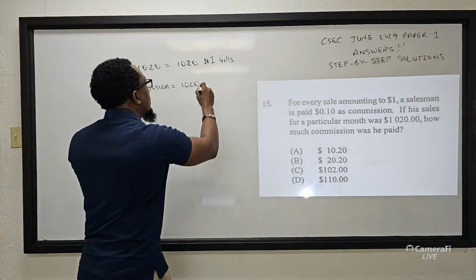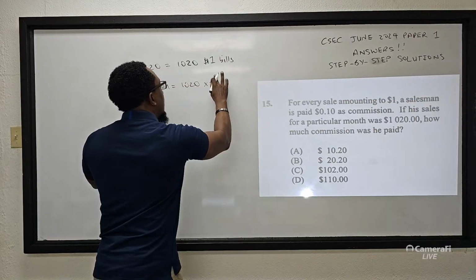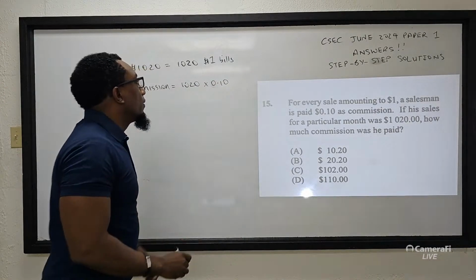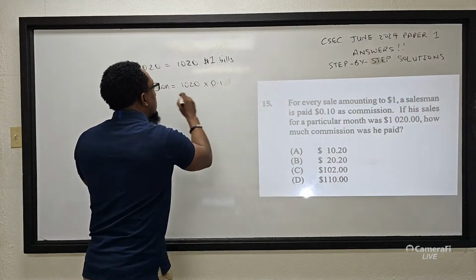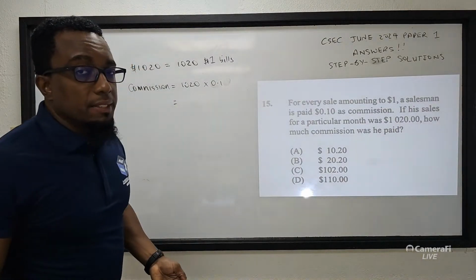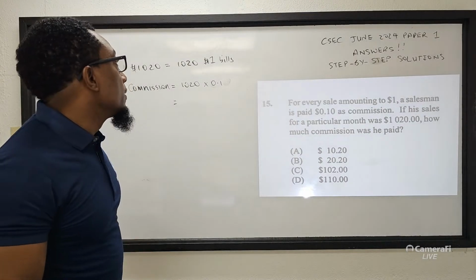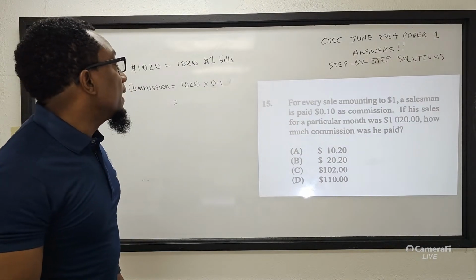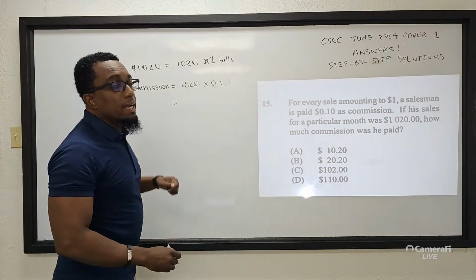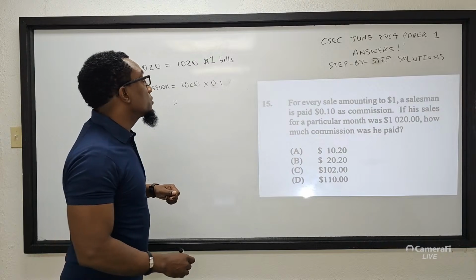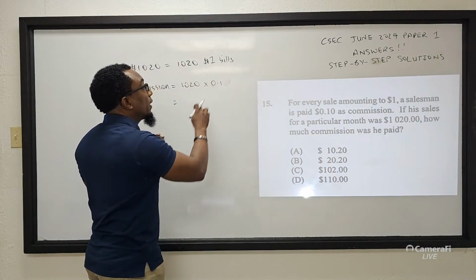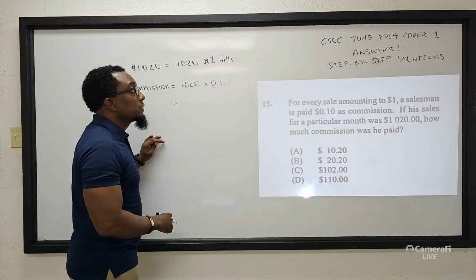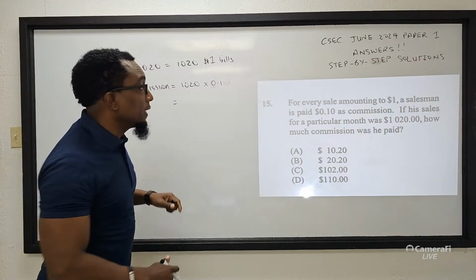1,020 times 10 cents. Or you can multiply it by 0.1. So 10 cents is the same as, you can write it as 0.1 as a decimal. So therefore, if we multiply 0.1 by 1,020, we're multiplying decimal numbers. In this case, 0.1 by 1,020, we multiply them as whole numbers first.